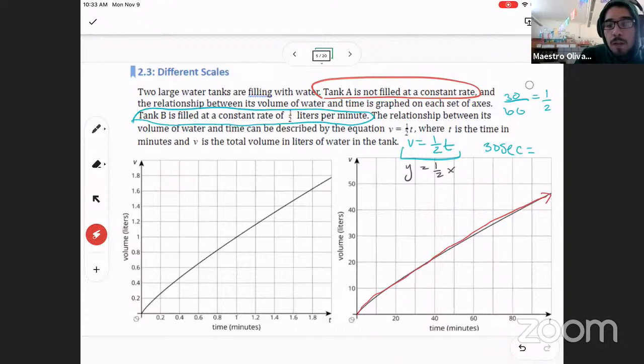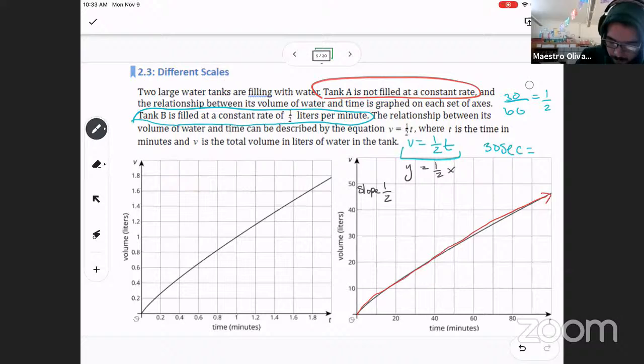Thank you, Bricia. 1/2. Belinda, just a reminder, I know you came in a little bit late, and that's totally fine for today. The number in front of the x, that's the slope. It's the number in front of the x. The slope is 1/2.